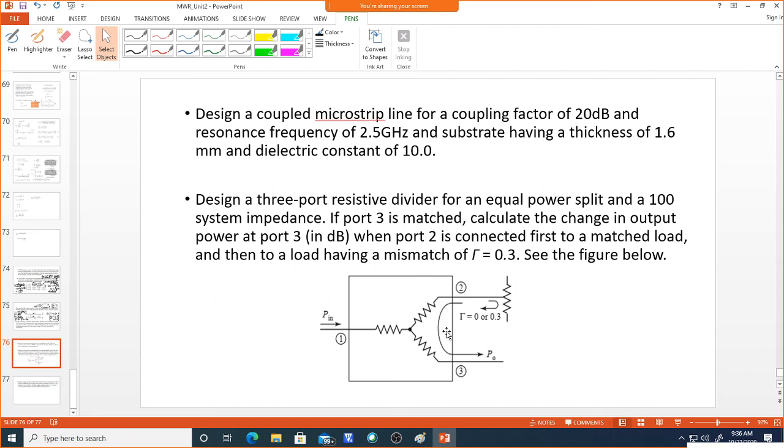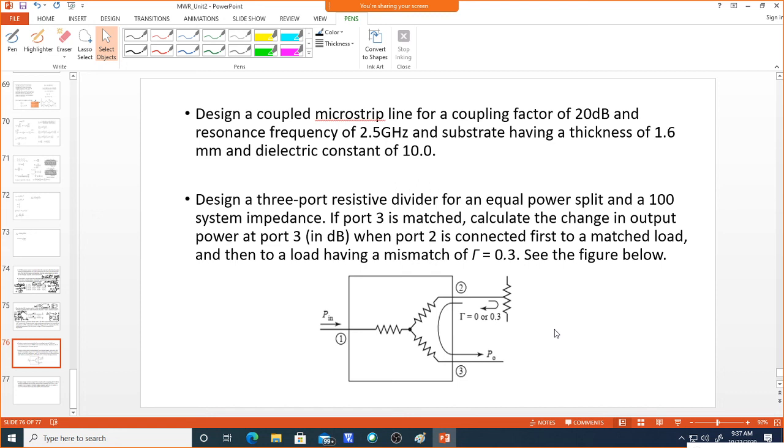Okay, so we need to design a 3-port resistive divider. First we need to find out what the power at port 3 is when port 2 is matched. Then calculate the change in the output power at port 3 when port 2 is mismatched by a reflection coefficient of 0.3. So first we need to find the output power from port 3 when it is mismatched.